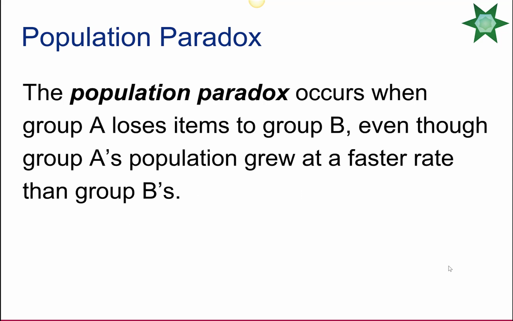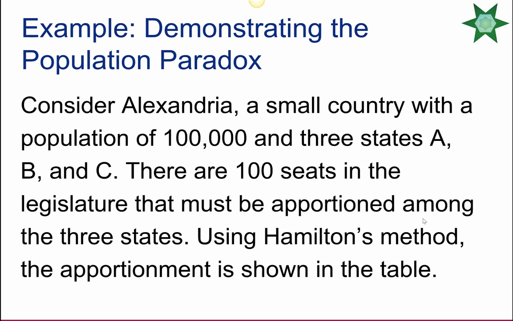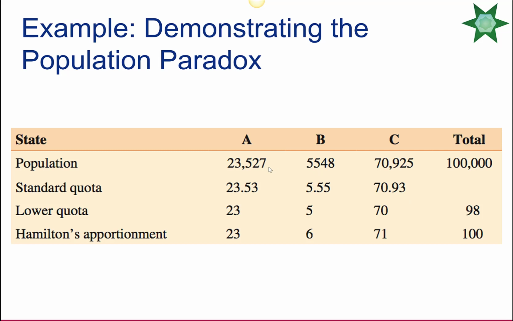The population paradox occurs when Group A loses items to Group B, even though Group A's population grew at a faster rate than Group B's. Consider Alexandria, a small country with a population of 100,000 and 3 states, A, B, and C. There are 100 seats in the legislature that must be apportioned among the 3 states. Using Hamilton's method, here we can see the apportionment. So we take each of the populations, divide by 100, round down, and add those up, we have 98. We have 2 additional seats to allocate, and they're going to go to states B and C.